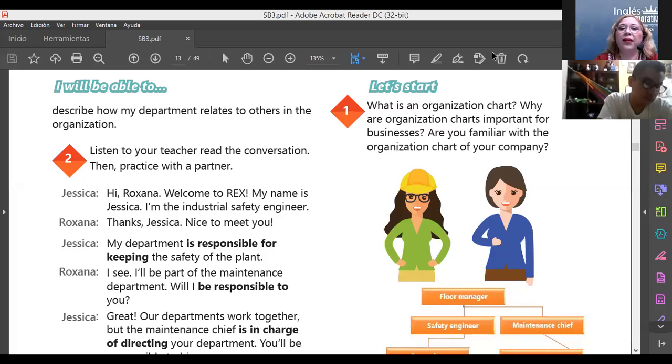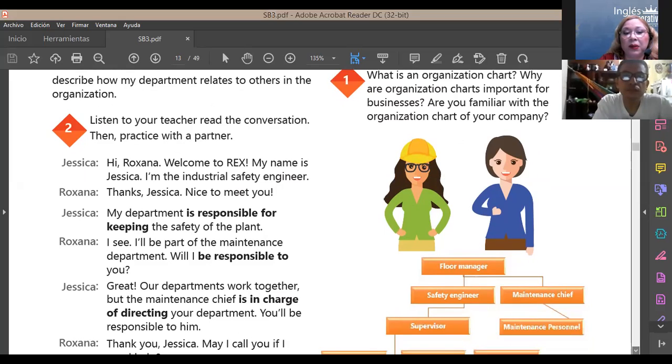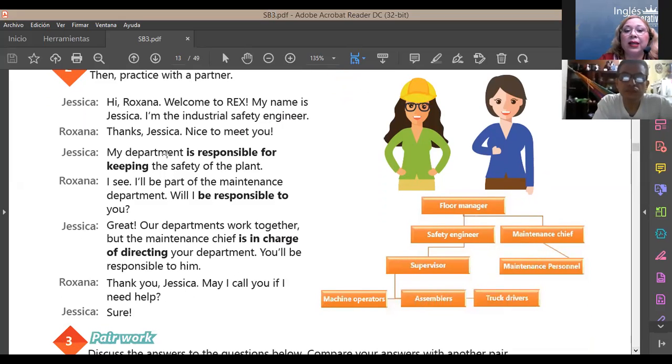Here we go. Mire, por acá tenemos el ejemplo. Aquí en la conversacioncita lo podemos ver, pero después vamos a ver la norma que tenemos después. Dice, my department is responsible for, y luego va un ING. Mire, ING. La frase completa es responsible for, ¿verdad?